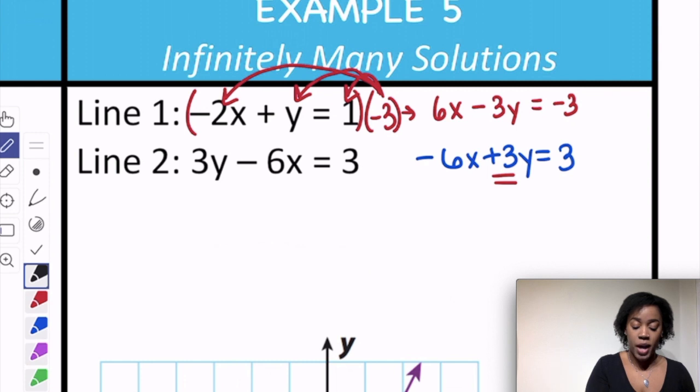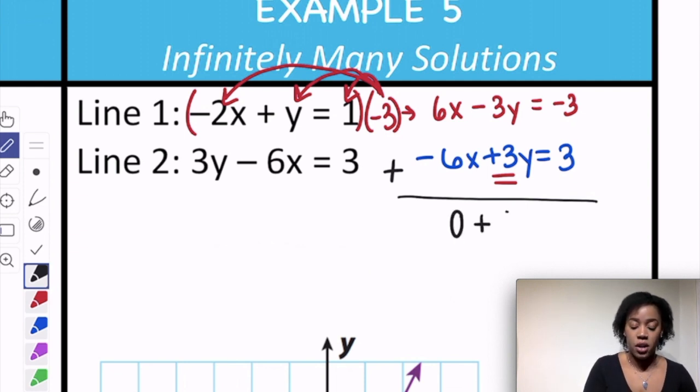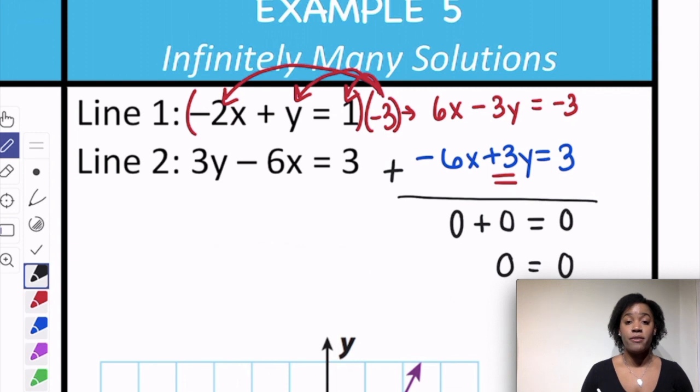So I can combine the equations now in this system. Now that I've lined up my variables, lined up my x's, lined up my y's, lined up my constants, we're going to get 0 plus 0 equals 0. Now we know that is true for a fact. 0 equals 0. So we know we're looking algebraically at a system with infinitely many solutions.